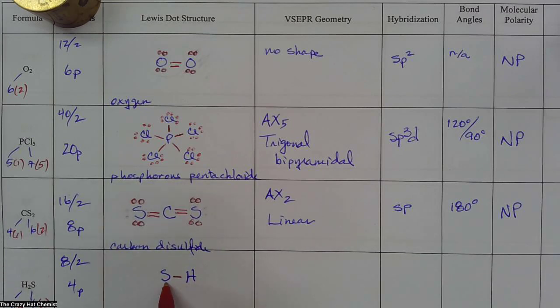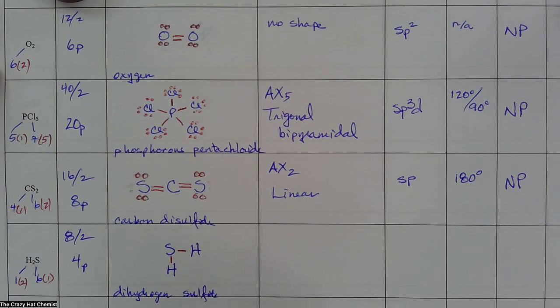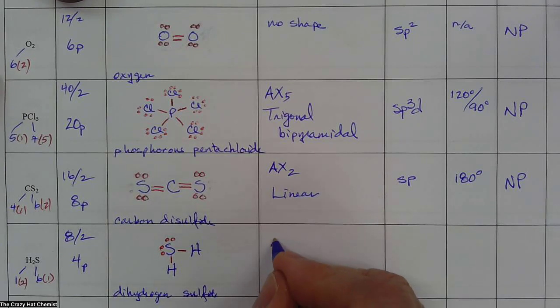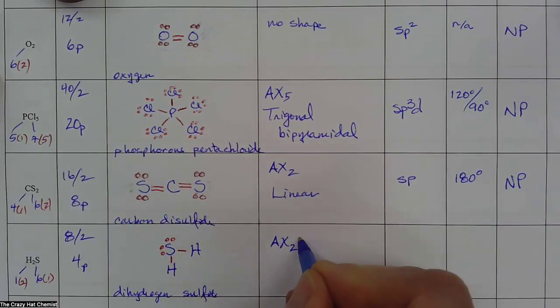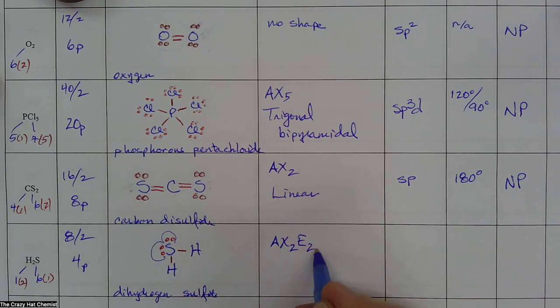Bonding pairs of electrons first, just like that. We cannot put any more electrons around the hydrogen because it follows the duet rule. So don't even think about doing anything more. Next rule, lone pairs of electrons on that sulfur. That goes just like that. That is a thing of beauty. This is A for that central sulfur, X for the 2 hydrogens, and E for those 2 lone pairs. That is bent or angular.